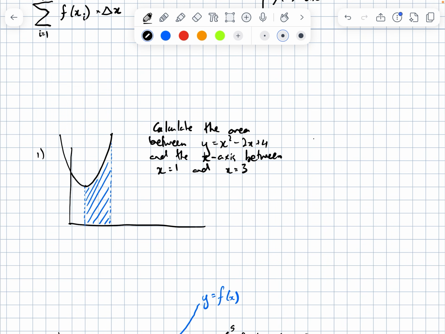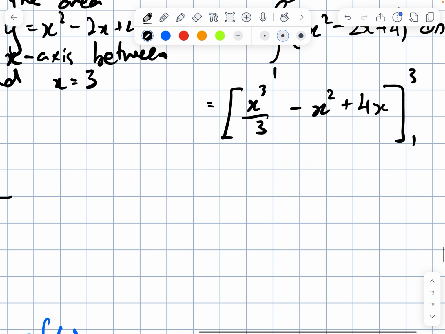So to find the area, we're just going to integrate between 1 and 3 of our function x squared minus 2x plus 4 dx. And now we know that the dx is the base of these rectangles and the function is the height. This gives x cubed over 3 minus x squared plus 4x between 3 and 1, and then we're just going to substitute the end, the 3, and the start, the 1.